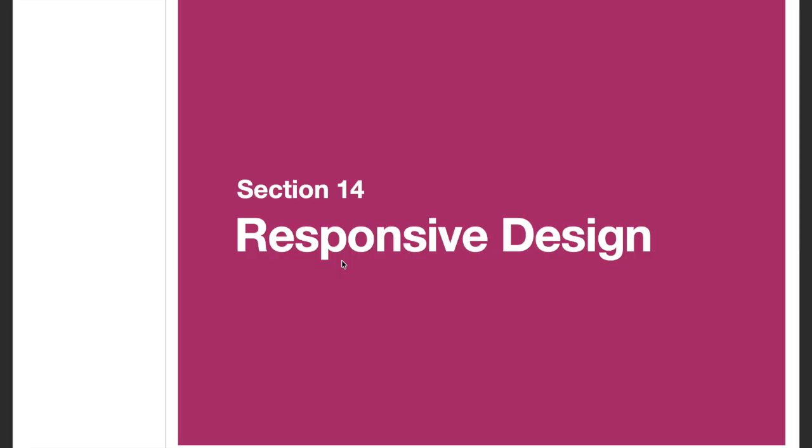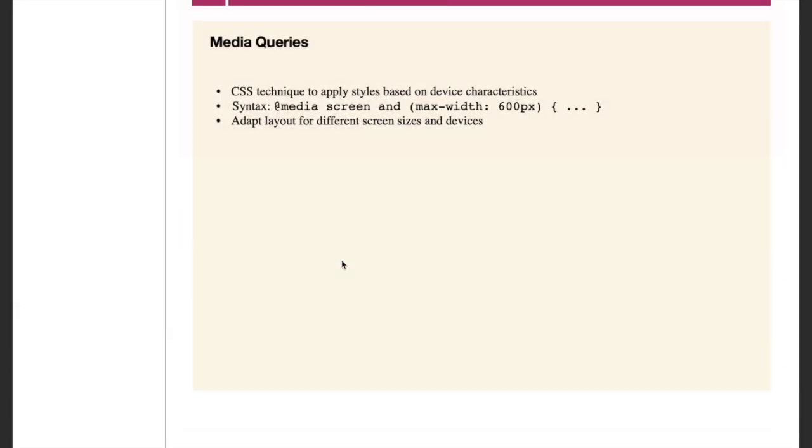So how do we do this? For this, we use media queries. A media query is a CSS technique to apply styles based on device characteristics like width of the screen. We use them to adapt the layout for different screen sizes and devices. Look at the syntax.